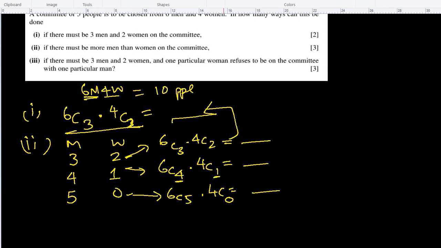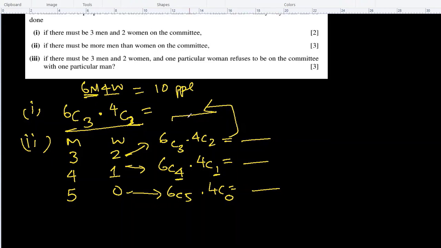Let me use my calculator to do that. My calculator gave me 120 for this, so this will be 120, this is 60, and this is just 6. Total it becomes 186 types of selections. All right, let's go to part 3.